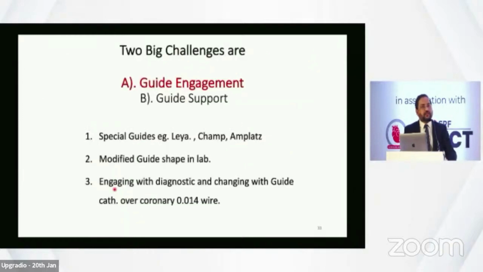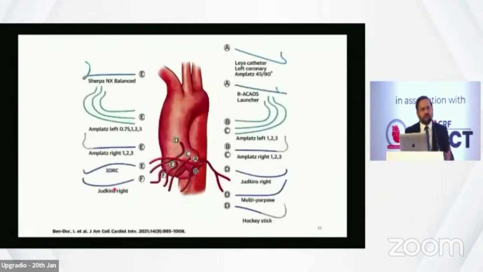The two big challenges in anomalous RCA PCI when it is originating from left sinus are guide engagement and guide support. Although a lot of guides have been described for guide engagement, usually these guides are not present in most of the cath labs. So you can try with Amplatz 1 or Amplatz 2. That is the first choice.